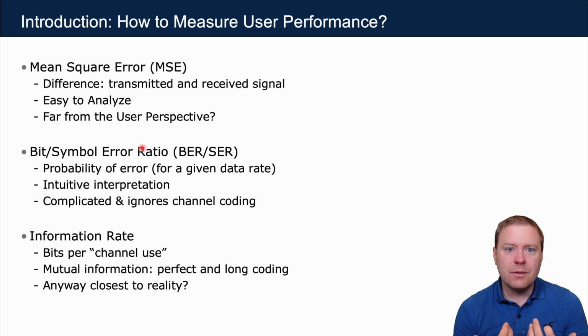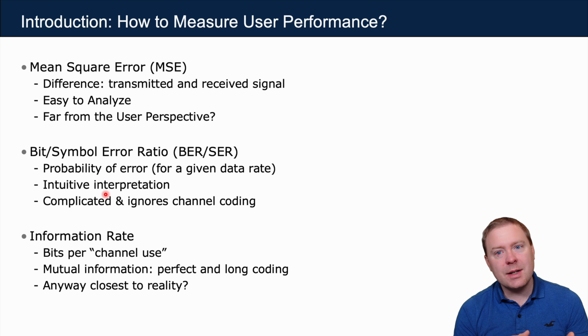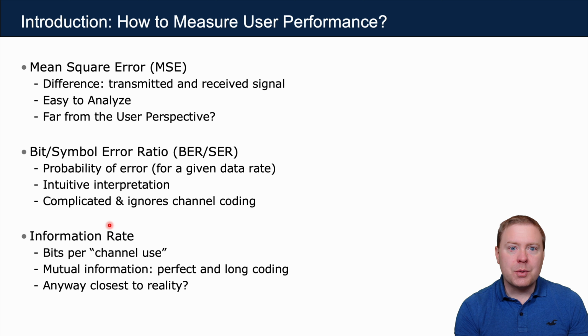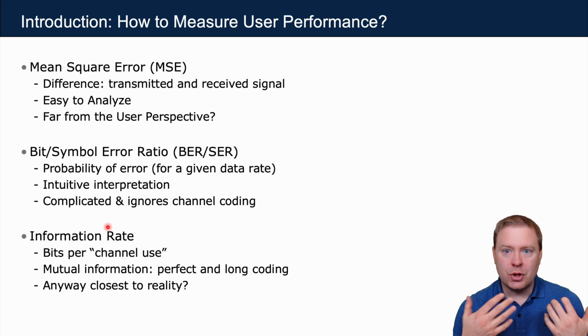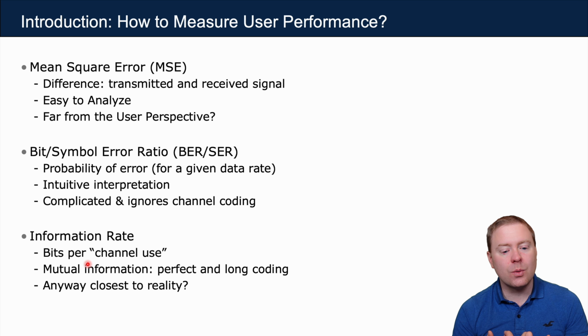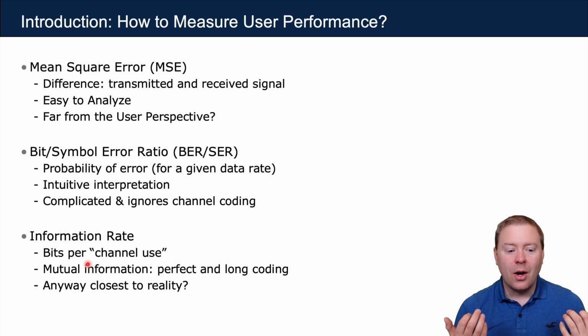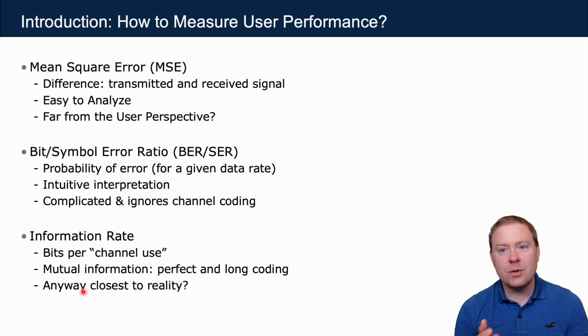And it's kind of intuitive to interpret what that means, but it also leads to either complicated expressions when you have channel codes, or you have to ignore channel codes, and then you don't have a particularly practical metric. A third option will be the information rate, which is the bits per channel use, or bits per second per hertz. And that comes from mutual information, which means that you need to assume perfect decoding and very long channel codes. On the other hand, it might still be closer to reality because we are sending a lot of data in practice.